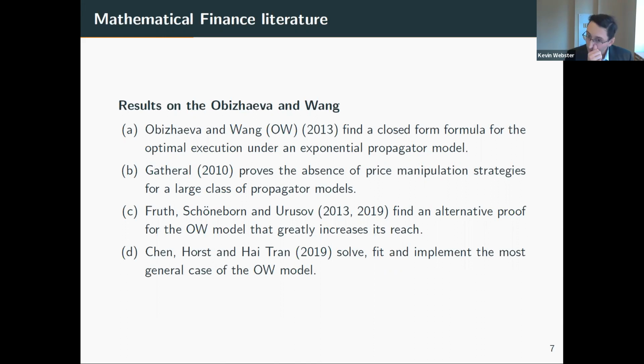The last collection of papers I recommend are the papers by Ulrich Horst. I put there one example, the 2019 one, where he and his students solve, fit, and implement on empirical data, I believe it's LOBSTER data, the most general case of the OW model.